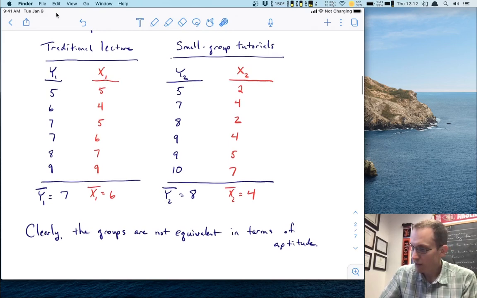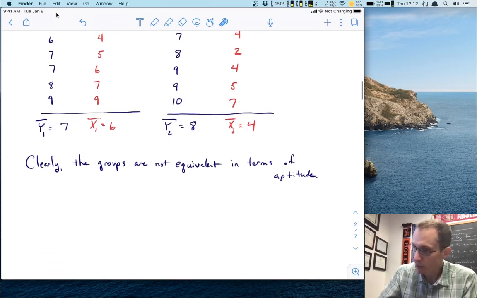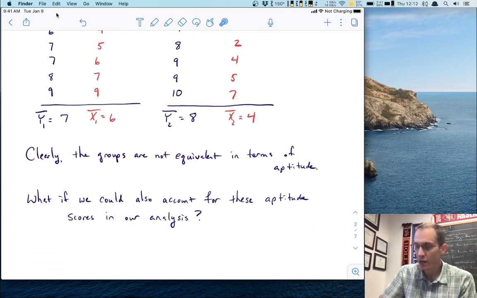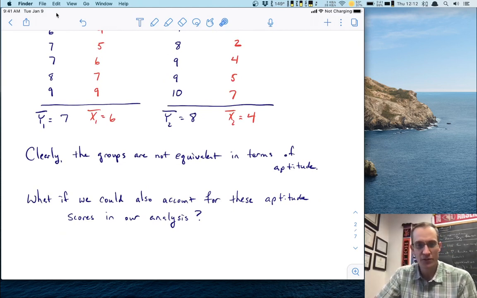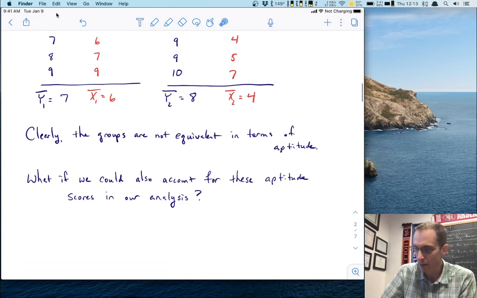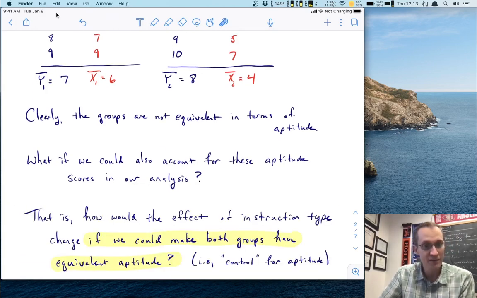Okay. So as I just mentioned, clearly these groups are not equivalent in terms of aptitude. So what if we could also account for these aptitude scores in our analysis? Now, the previous analysis, where we revealed no differences, was simply based on the quiz scores themselves. We were not taking these aptitude scores into account. So can we account for them? And if so, how would we do so? Well, that's the point of today.